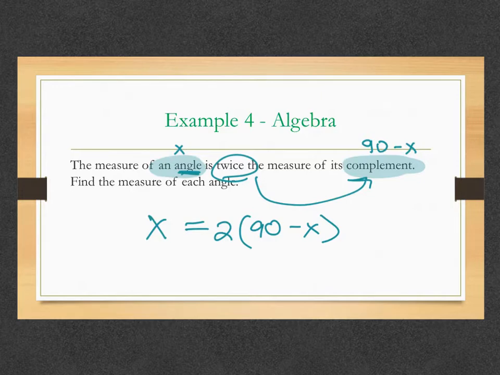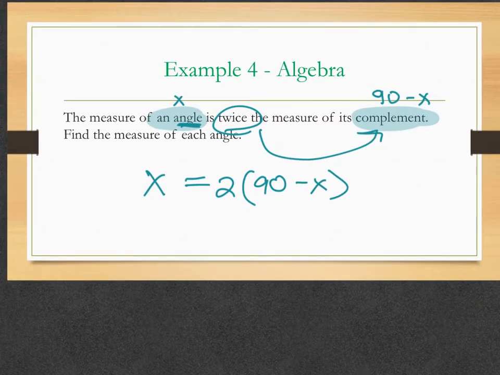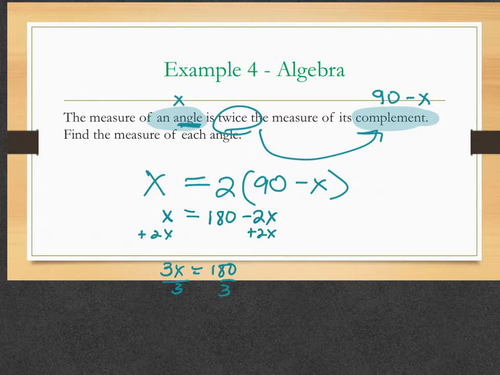Okay, so now we've got to distribute the 2. So x equals 2 times 90, or 180 minus 2x. And then I want to add the 2x. 3x equals 180. Divide by 3. X equals 60.